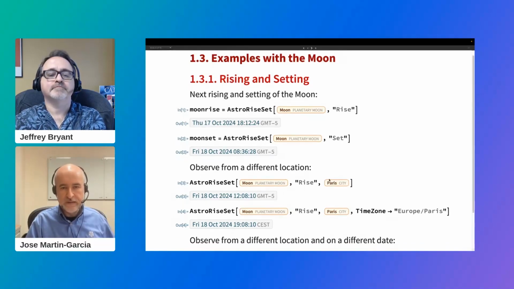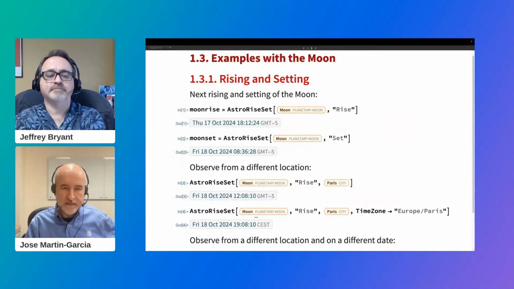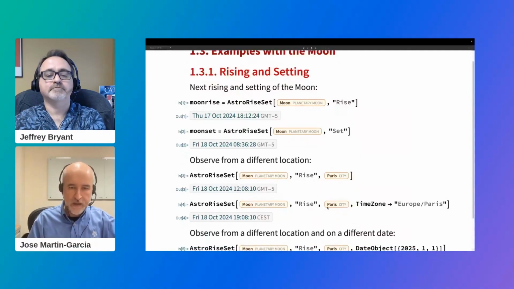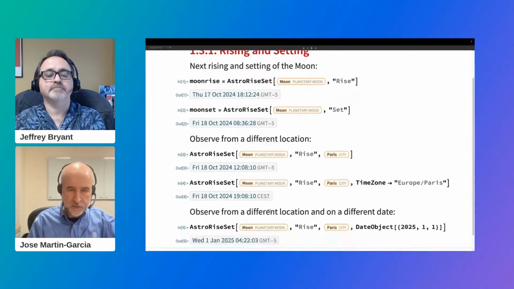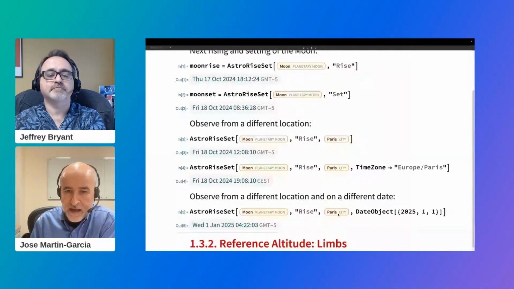We can observe from a different location, say Paris. We'll get this. And of course, in order to get the right date or time for that location, we have to use the time zone corresponding to Paris. And that's the time in which people in Paris will see the moon rise. You can also say, well, I want to find the first rise after this date, the first day of 2025, and we get that result.